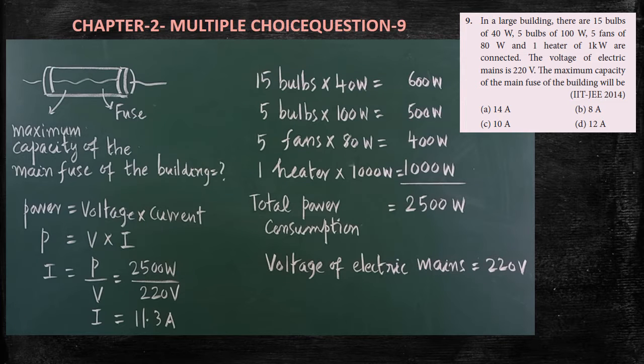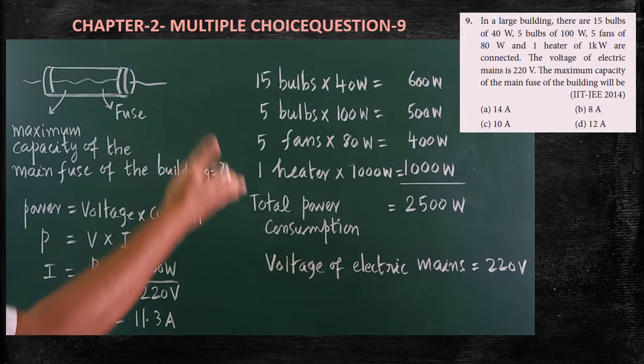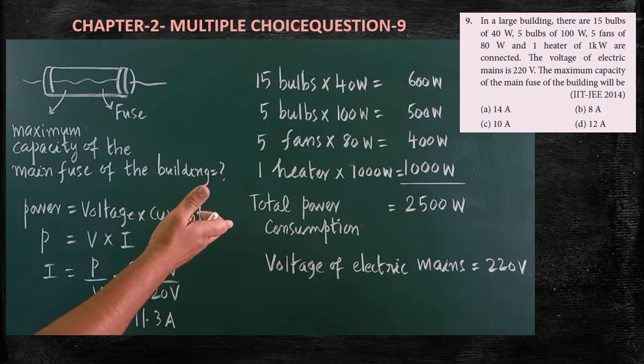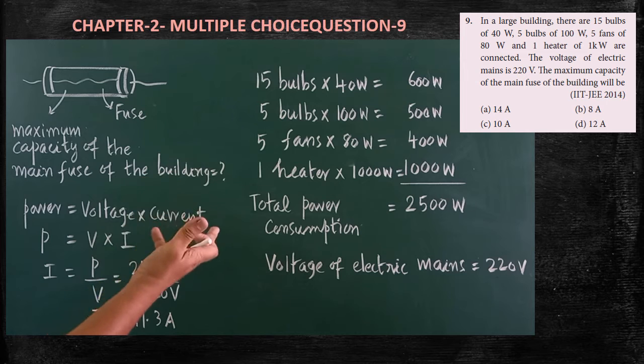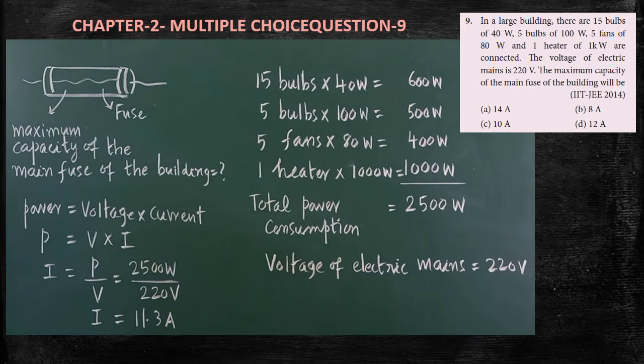Sometimes, due to certain reasons, the current flow through all appliances may be more. Due to the excess current flow, the appliances may be damaged. So just to avoid the damage of the electrical appliances, we are using the fuse carrier.